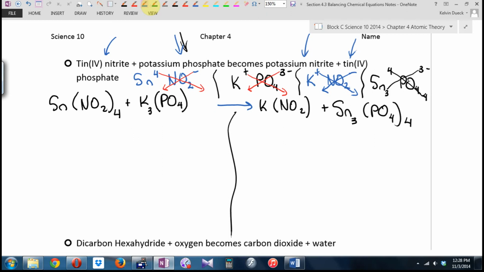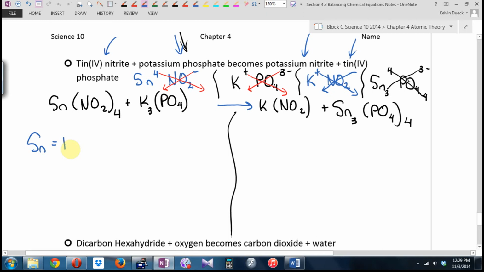How many Sn, how many tins on the left-hand side? Cameron, how many tins right here, my friend? 4? Is he right? I'm glad you made that mistake because it's a common one. Don't erase, Mr. Dueck. What number is sitting right there next to the tin invisibly? So let's put that equals 1.